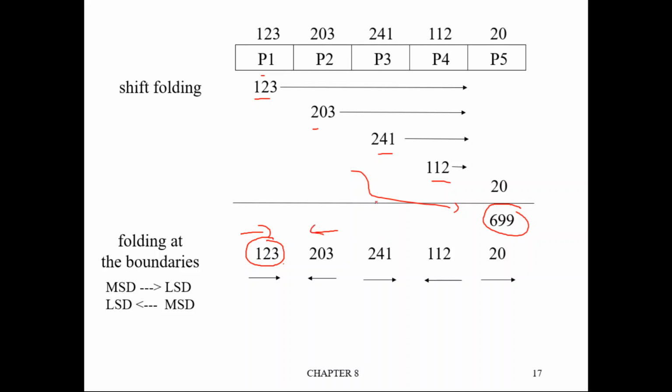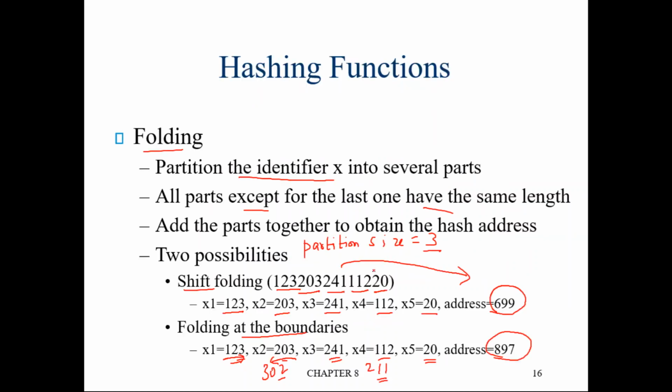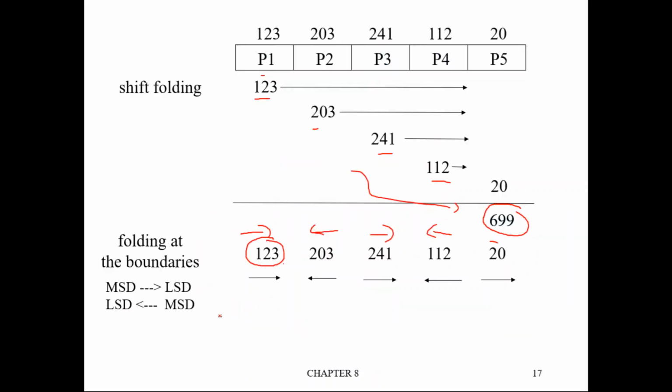This will be treated the same, 241, but this will be treated as 211. And this is treated as 20. So the result you get is 897. So you can add and check. It is 123 plus 203. It is not 203, it is 302 plus 241 plus 112 plus 20. What is that? 3 plus 2 is 5, 5 plus 1 is 6, 6 plus 2 is 8.